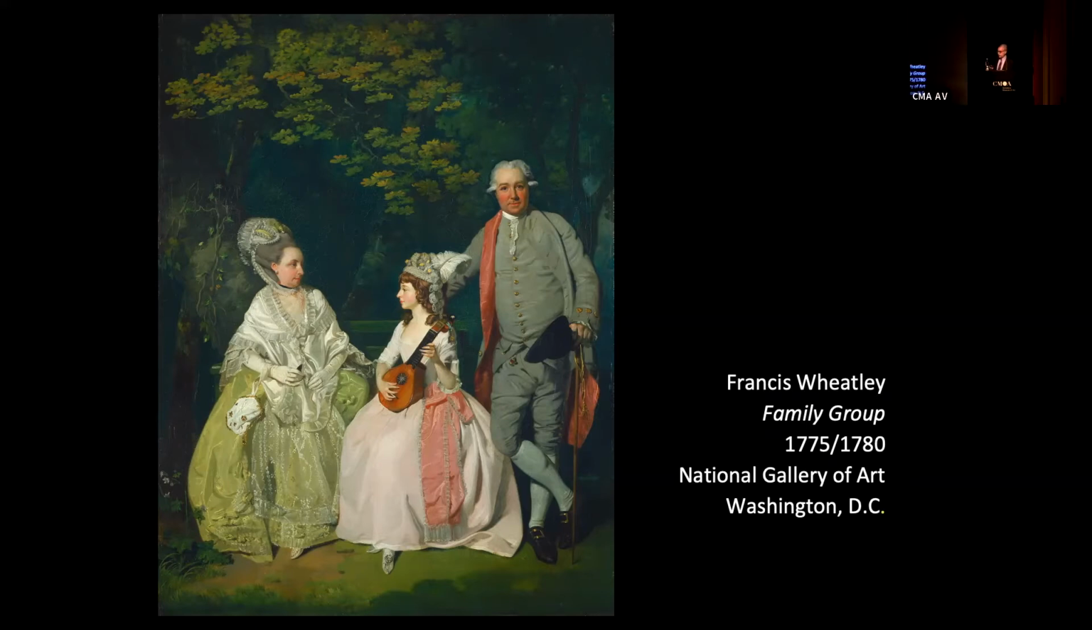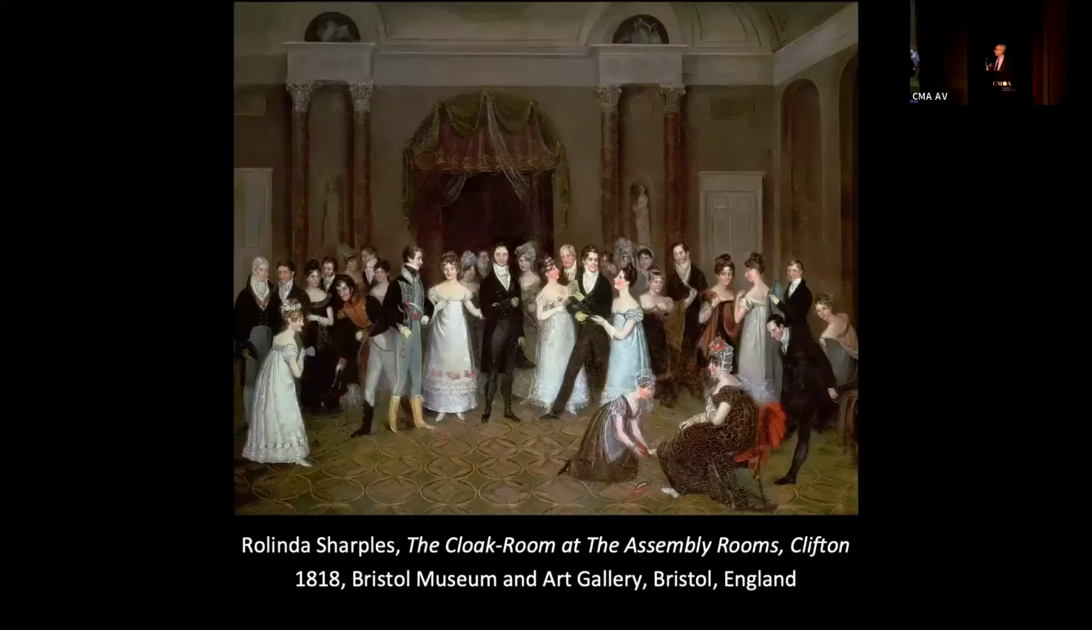So this is the beginning of Jane Austen's lifetime. By the end of her lifetime, you get something like this. This is a painting by Rolinda Sharples, which we'll see again. And you can see again, everything seems so much simpler. And I think one of the appeals of Regency dress for Regency romance novel readers, for people who love these period dramas, is that it's just elegant enough, just historical enough to be romantic, but still something that you could see yourself wearing.